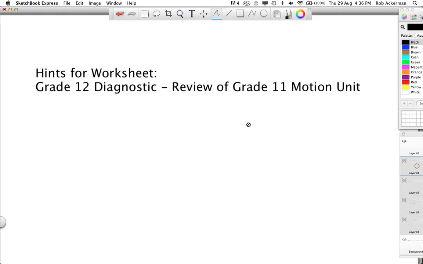Make use of all your resources, and remember, always draw diagrams and write down what it is you are looking for.